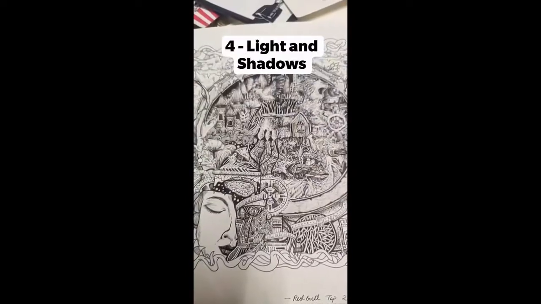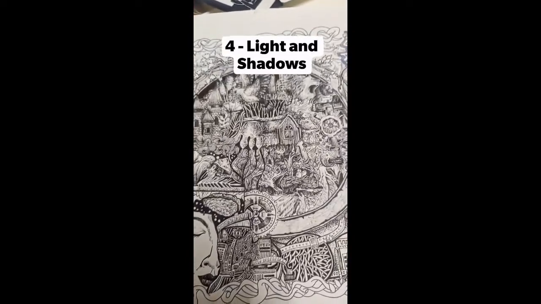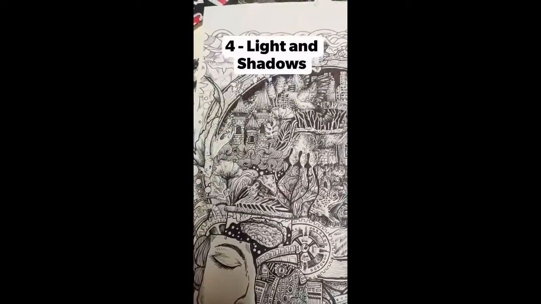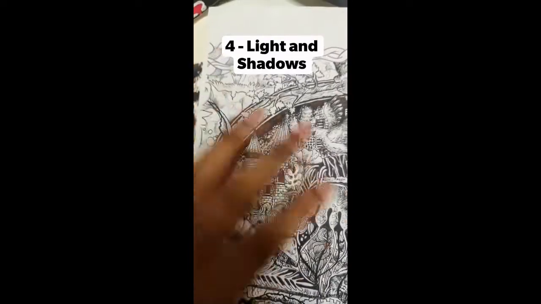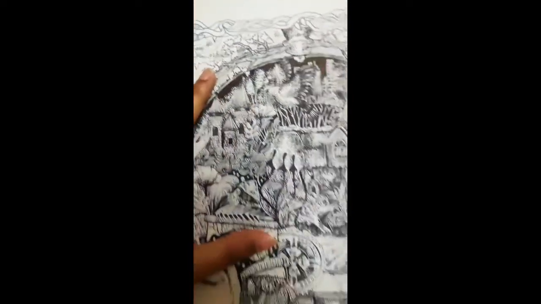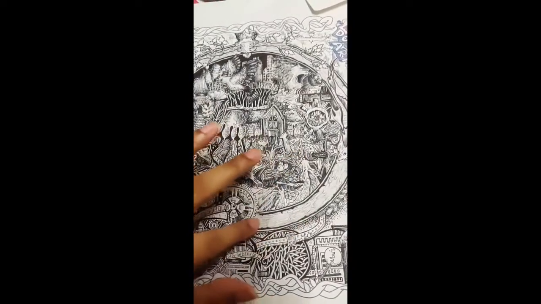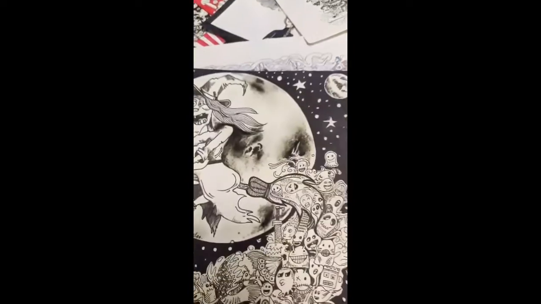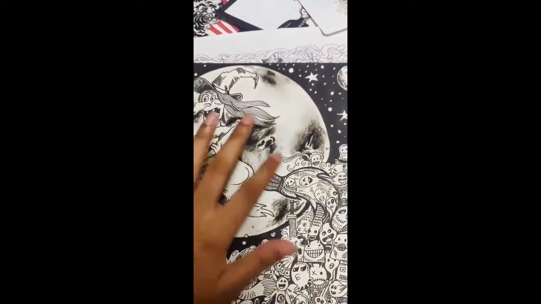So the next one is light and shadows. While making a black and white doodle, detailing is a good way to differentiate between light and darkness. So when I want to denote darkness, I fill that area up extensively, and whenever I have to denote light, I detail that area very softly, as you can see here. And a bit of shading can also help you differentiate between light and darkness, like I've done with the moon.